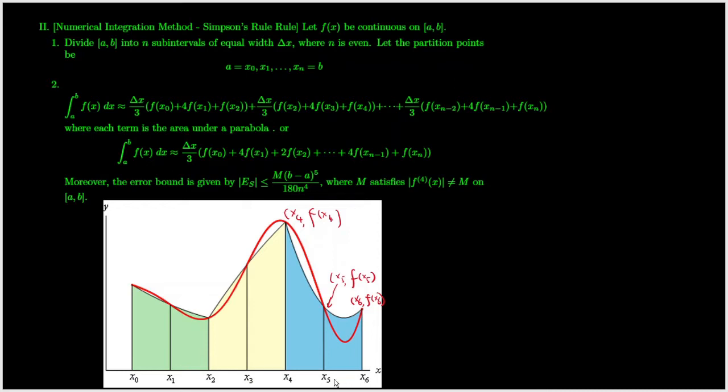For instance, the parabola determined by x4, x5, and x6 is the parabola passing through the 3 points on the graph of the function. This point has x-coordinate of x4 and y-coordinate, the value of the function at x4, f of x4, right?